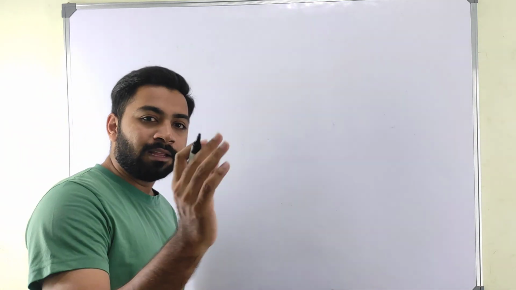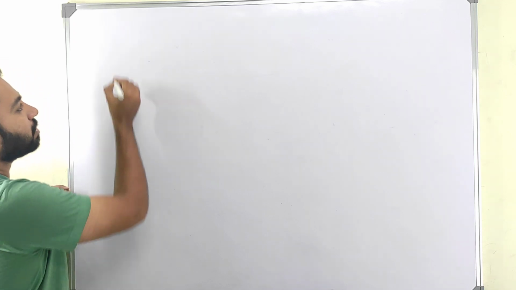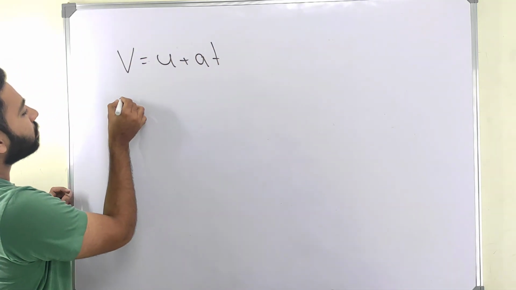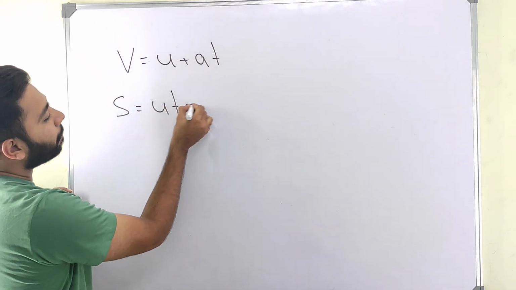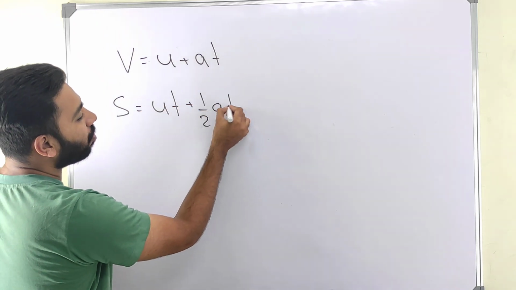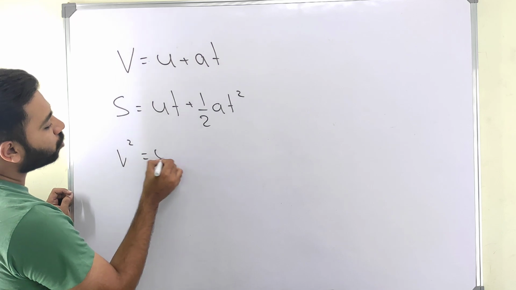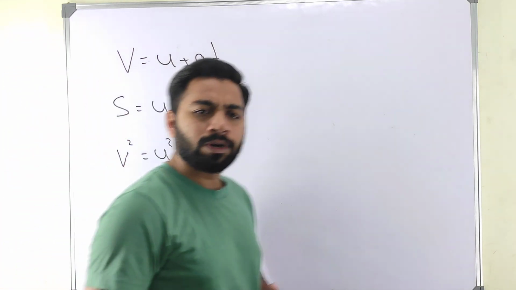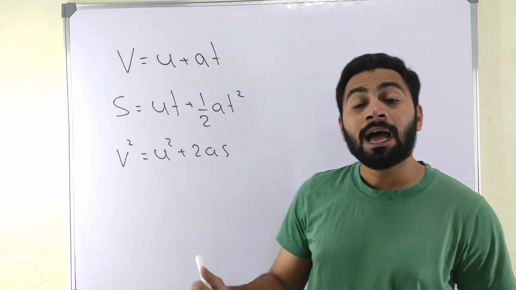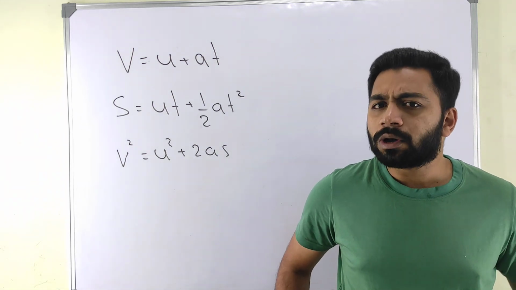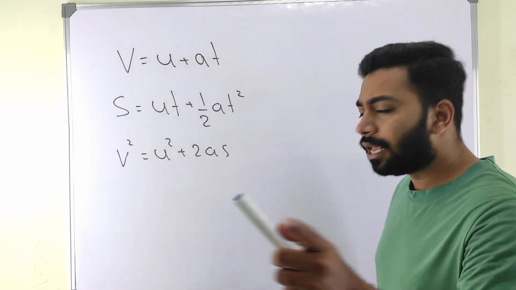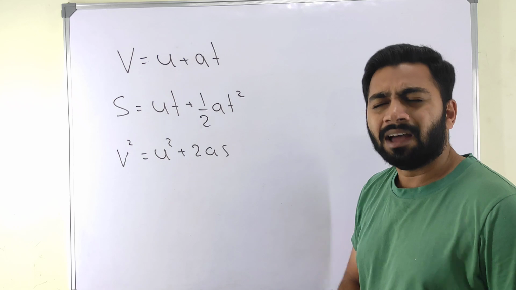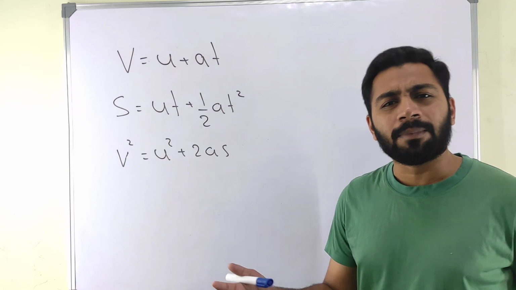Now see, we have learned three equations. First equation, v is equal to u plus at. Next equation, s is equal to ut plus half at square. Then one more, v square is equal to u square plus 2as. See, the majority of the students will have confusion about where to use this and how to use this. There is one more kinematic equation that we will discuss in the problems, which is Sn is equal to u plus a by 2 into (2n minus 1).